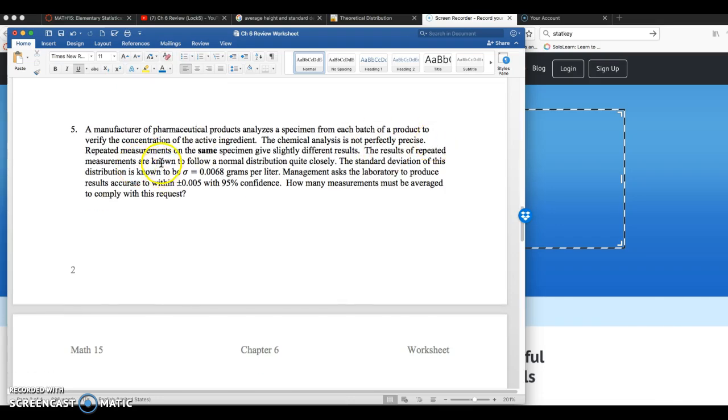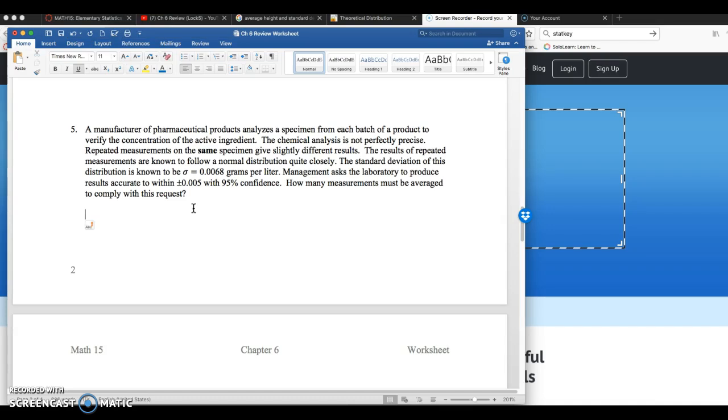The results of repeated measurements are known to follow a normal distribution quite closely, and we know the standard deviation of this distribution is known, sigma is 0.0068 grams per liter. Management asks the laboratory to produce results accurate to within plus or minus 0.005 with 95% confidence.